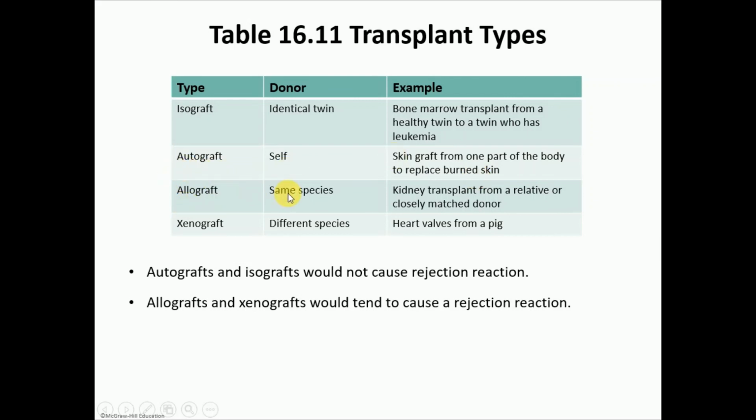An allograft would be a graft between the same species, so a human kidney transplant from a relative or a closely matched donor, in between humans. A xenograft would be a transplant from a different species, for example, heart valves that we get from pigs. Autografts and isografts, whether you're getting the tissue from yourself or from an identical twin, are not going to cause rejection reactions. These two would, or have the potential to, cause a rejection reaction.